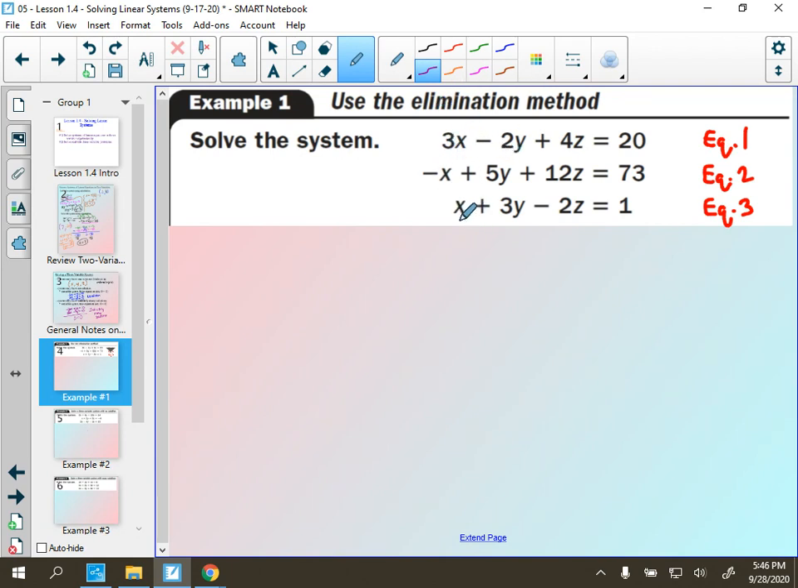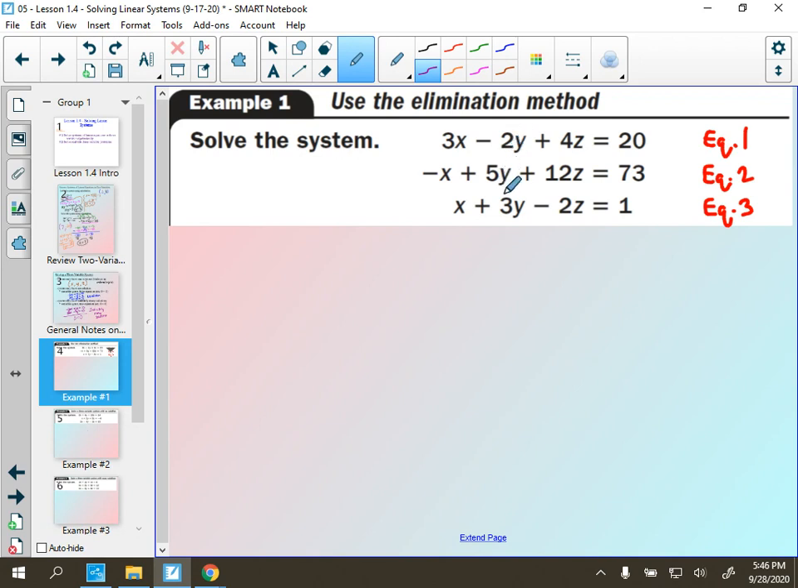Why? Because my x's are lined up, my y's are lined up, my z's are lined up, equals, and the numbers, the constants. So you just assess the system and see, hey, this one's a good candidate because everything's lined up the way we would want for elimination. All right, so here's the deal. You pick any variable that you'd like to eliminate.